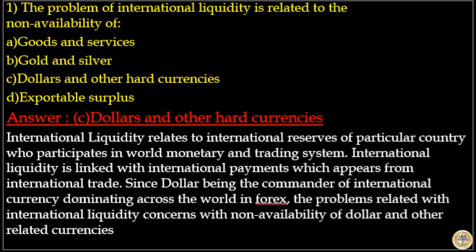International liquidity relates to international reserves for a particular country that participates in the world monetary and trading system. International liquidity is linked with international payments which arise from international trade. Since the dollar is the dominant international currency across the world in forex, the problems related to international liquidity concern the non-availability of dollars and other related currencies. So here the answer to this question is option C.